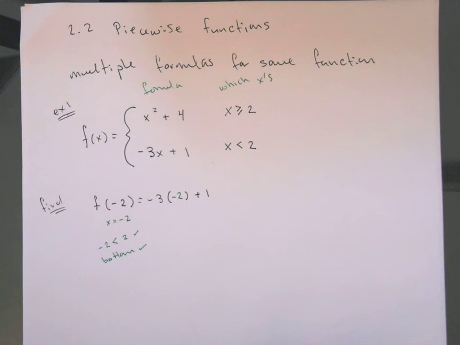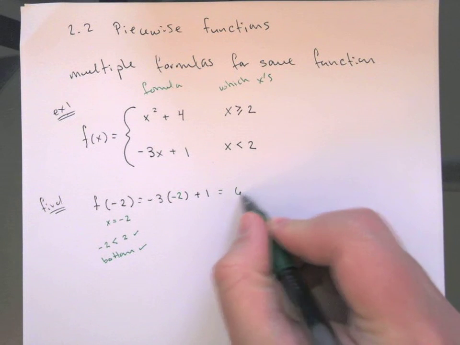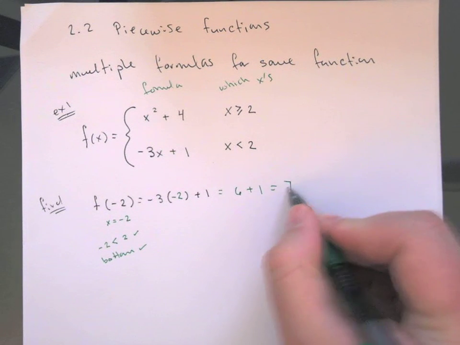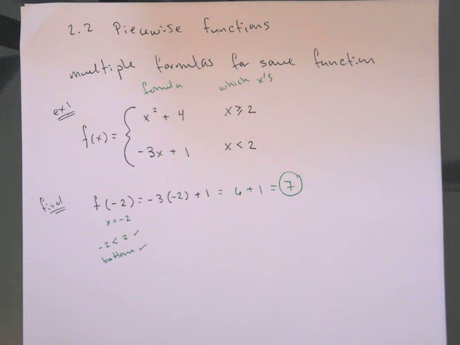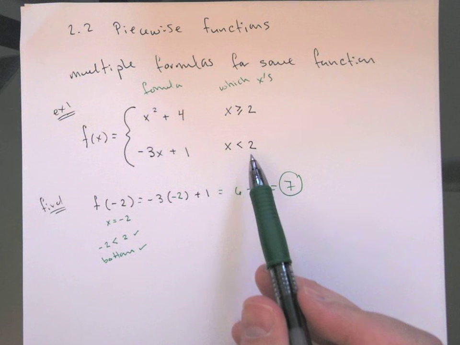So negative 3, right, times negative 2. If I evaluate this, this is just going to get me a positive 6 plus 1. And then my result here is just going to be positive 7. So I'm picking an x, right? We're essentially picking these at random. So I pick sort of negative 2, right? This is a value that's less than 2, so it goes into this bottom formula.